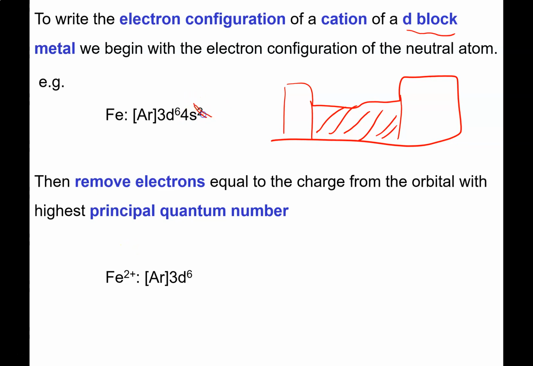And what you see is they're going to come from the s. They're always going to come from the subshell that has the highest n value first. So for Fe2+, the 2 electrons don't come from the 3d, they come from the 4s. Fe2+ is argon 3d6. So I always remember that for the transition elements, I take the electrons from the s subshell first before taking them from the d.